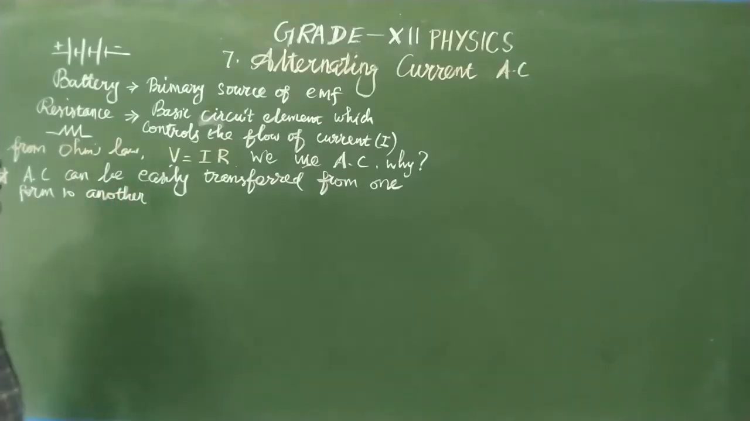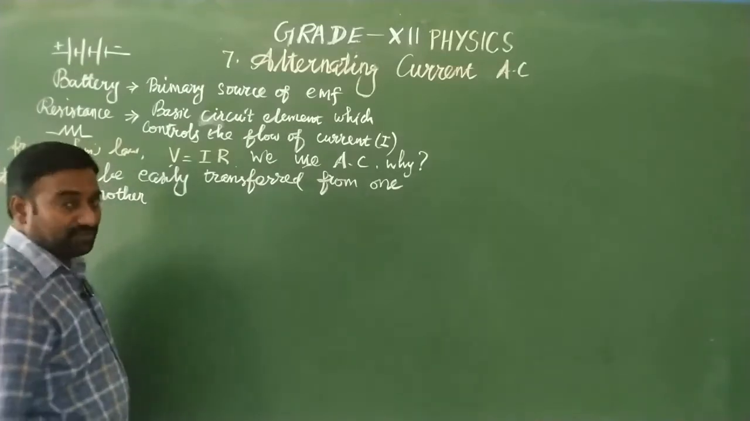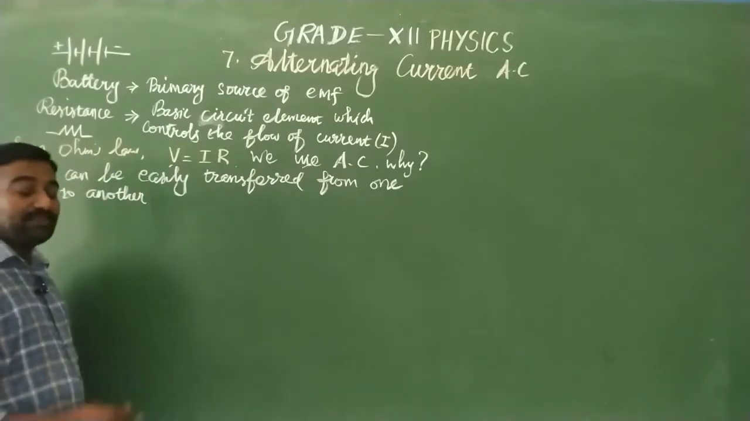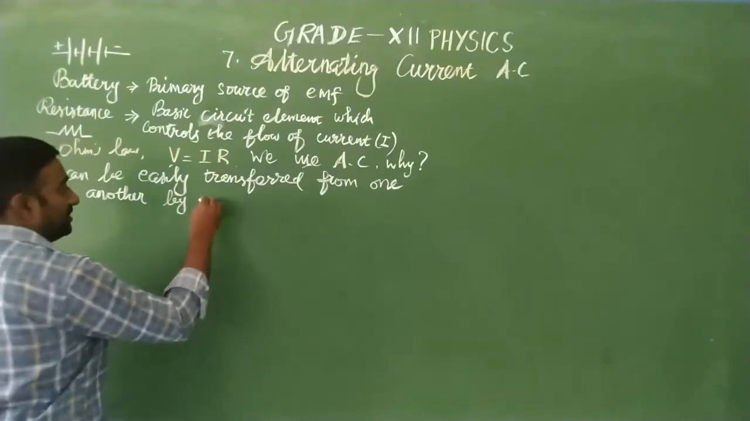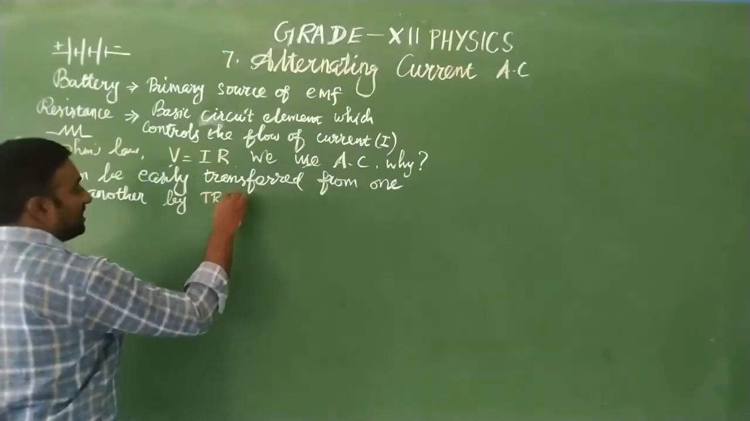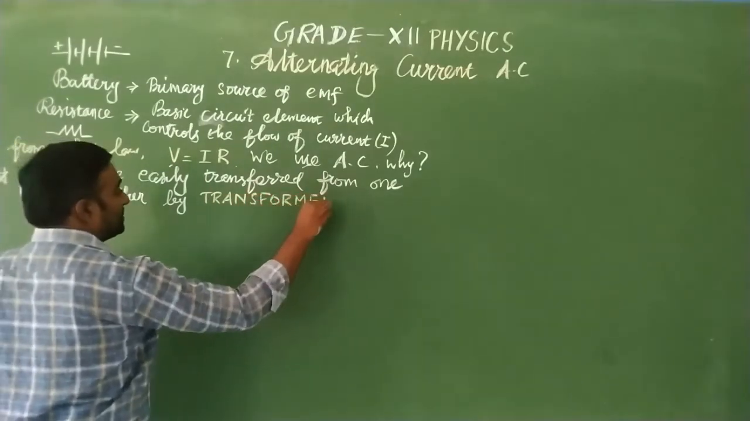How can we transfer the current from one form to another form? It is by the transformer. We are going to learn it in the lesson. Step up and step down transformer. So transformers take that role.